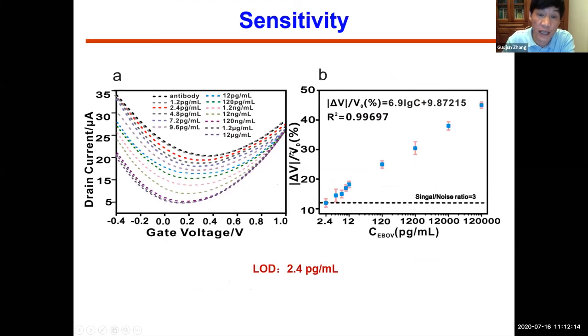Sensitivity, we did this work very similar to the DNA work. We applied different concentrations of Ebola virus. You can see the Dirac point shift to the left, and by this experiment, we found the LOD as 2.4 pico per milliliter.